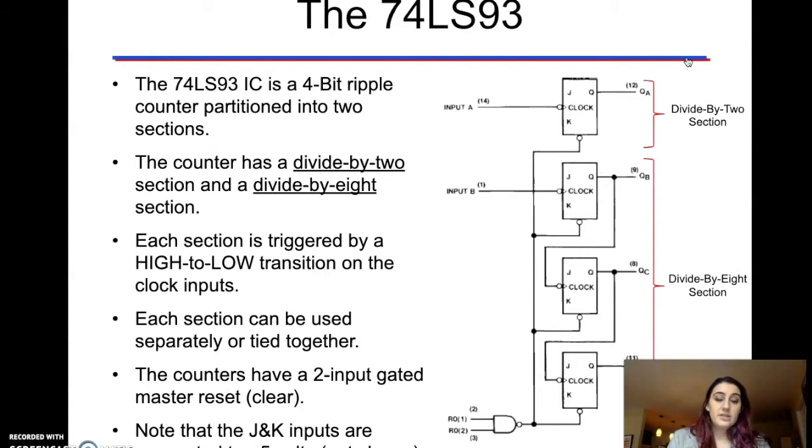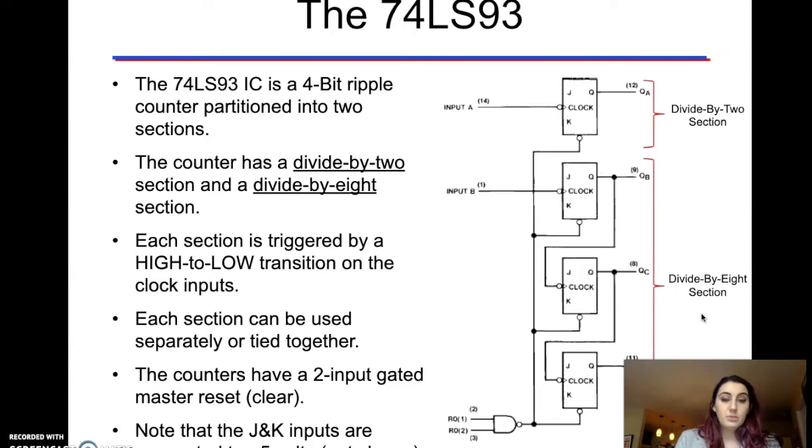So what we're looking at here is the internal schematic of the 74LS93. And you'll notice that the chip is broken into two different sections. One is identified as the divide by 2 section, and the other is identified as the divide by 8. Each section of the chip is triggered when a clock signal changes from high to low. So that's a high to low change.